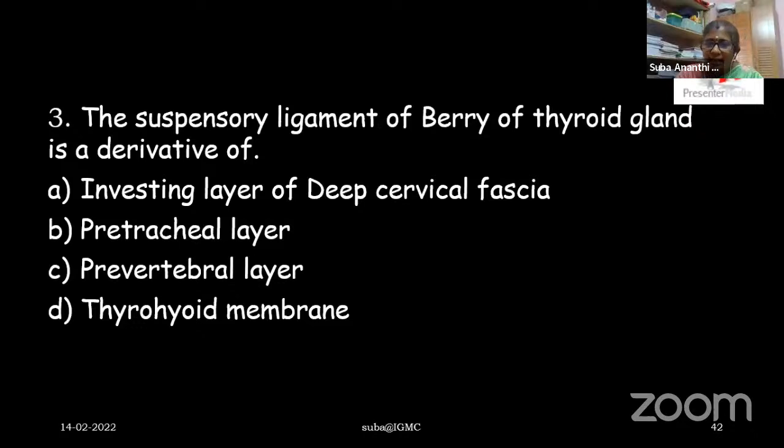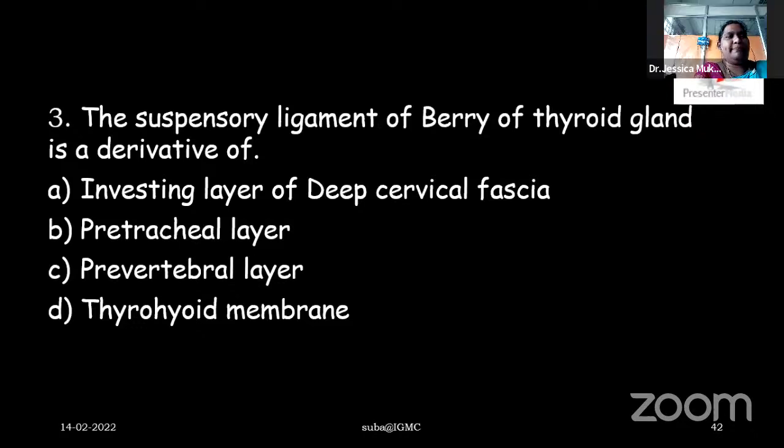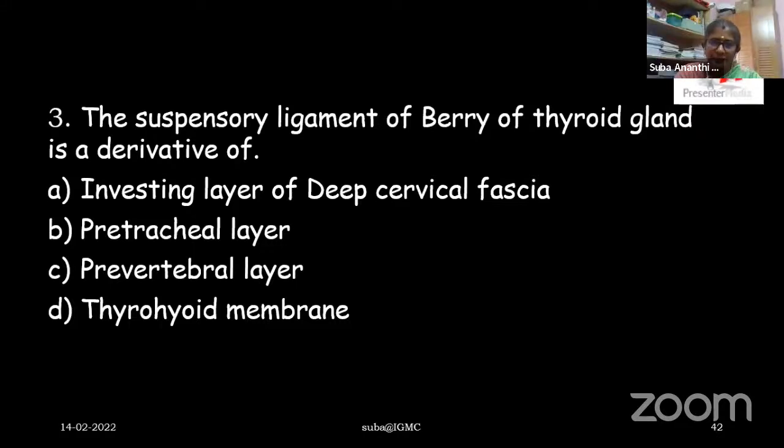The suspensory ligament of thyroid gland is a derivative of: option A, investing layer of deep cervical fascia; option B, pre-tracheal layer of deep cervical fascia; option C, the pre-vertebral layer of deep cervical fascia; or option D, thyrohyoid membrane. Just give a try. It's okay if you answer wrong also, we can discuss here.